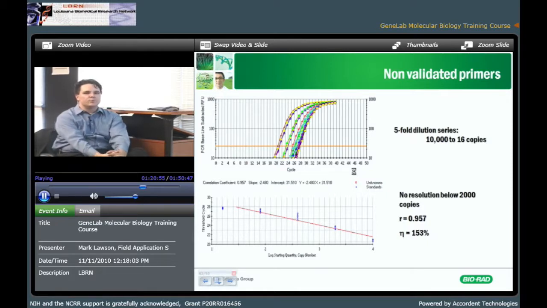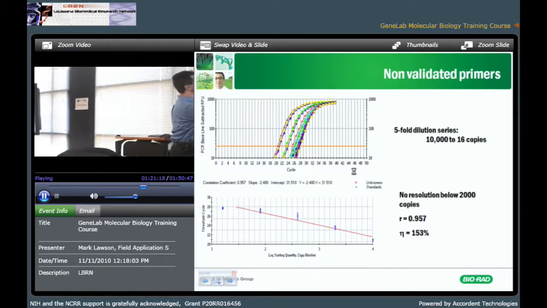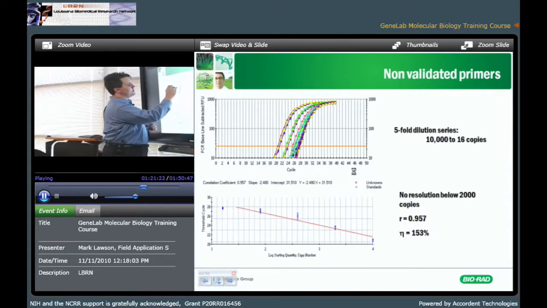So here you see some new primers that were actually commercially purchased for a particular cytokine. And they're looking for it to be very high sensitivity, so very low levels of input. And they've done a standard curve of plasmid from 10,000 copies to 16 copies by 5-fold dilutions. So you would expect here 10,000, 2,000, let me highlight. This would be 10,000. This is 2,000 here. And then 400, let's see, what would it be? 400, 80, 16, and then no template control.